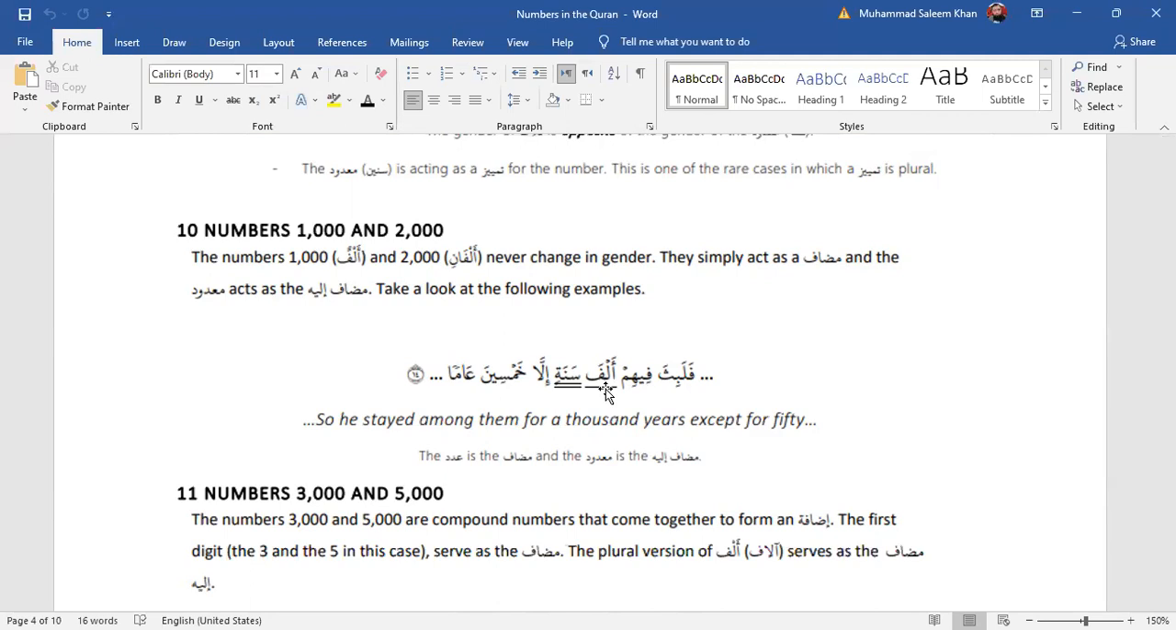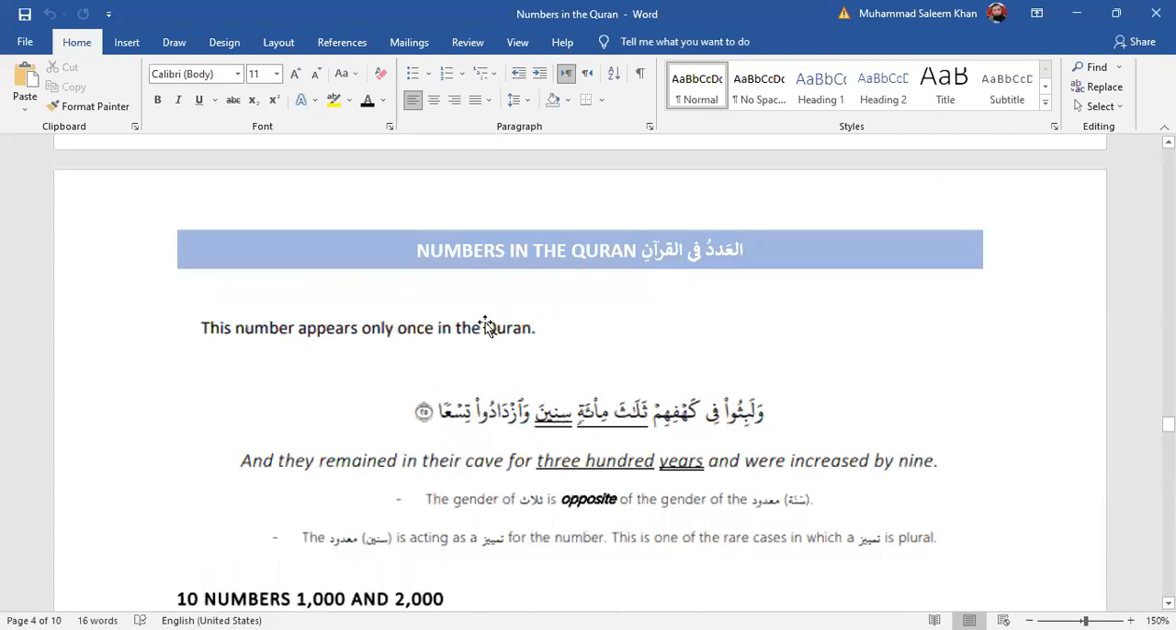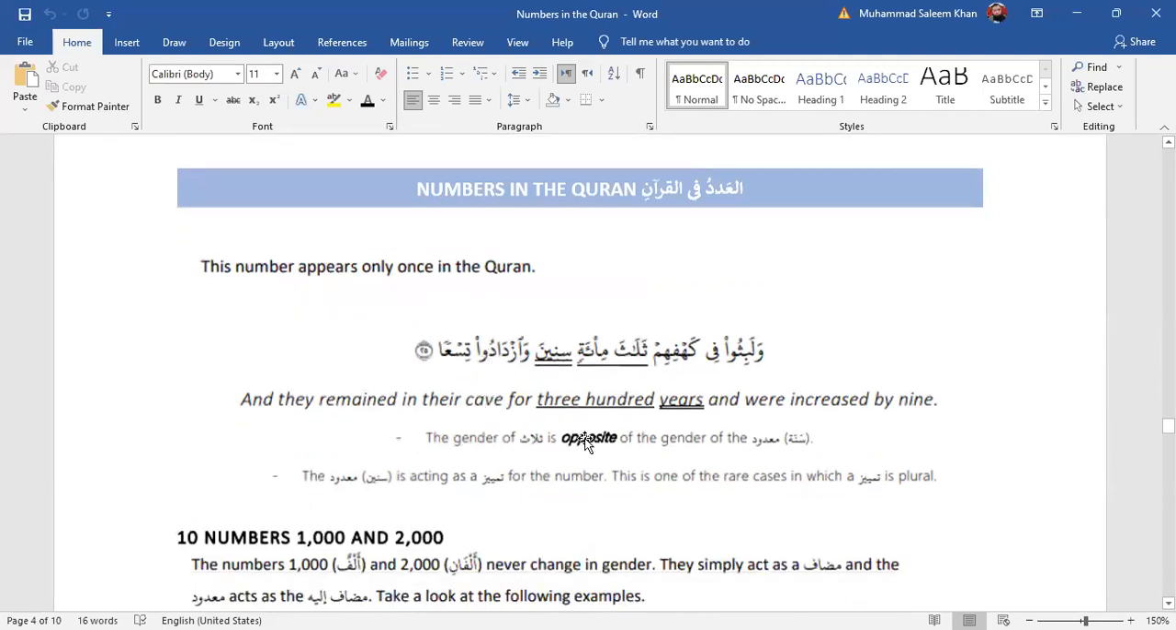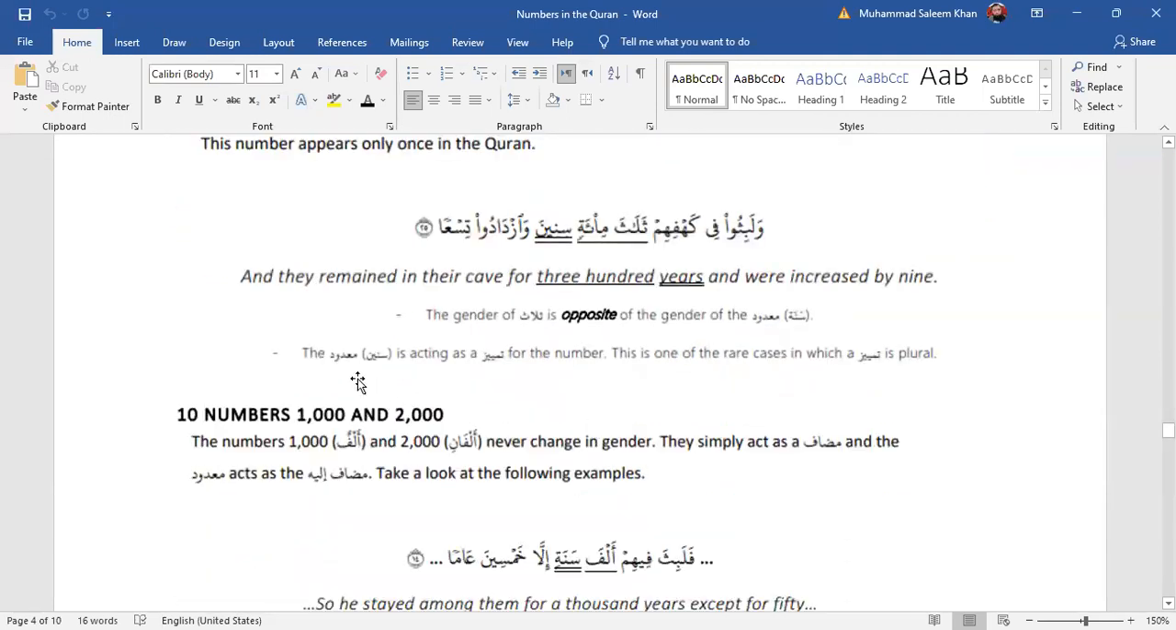So this ayah in Surat al-Kahf is exceptional, sir. Yes, one number. Here the madud is plural. The madud sinin is acting as tamiz for the number. This is one of the rare cases in which a tamiz is plural as well, as you can see here.